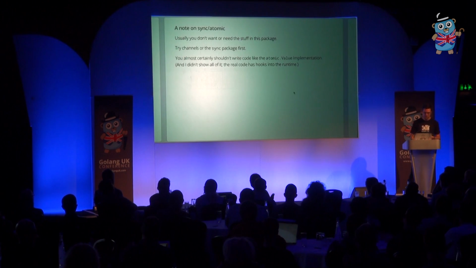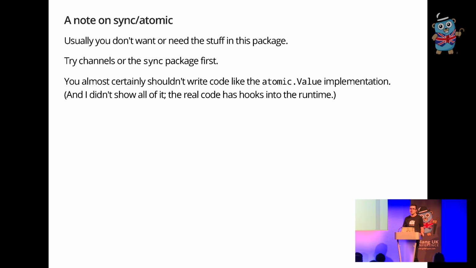All right, with that said, usually you don't want or need any of this stuff in the atomic package. I know a bunch of you said that you'd used it. The chances are you might have been able to do it better without it. If you want to do any concurrent synchronization, you should try channels or the sync package rather than the sync/atomic package first. If you find those tools lacking, then you should start exploring the atomic package.